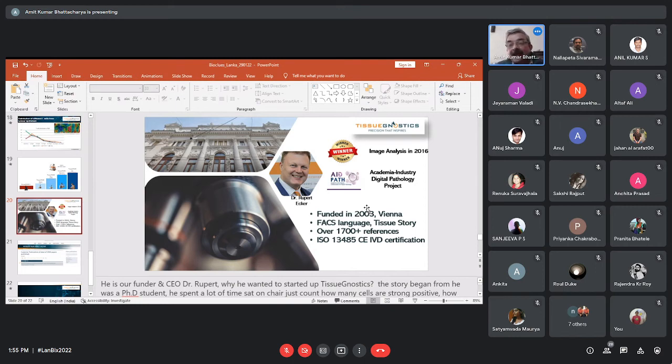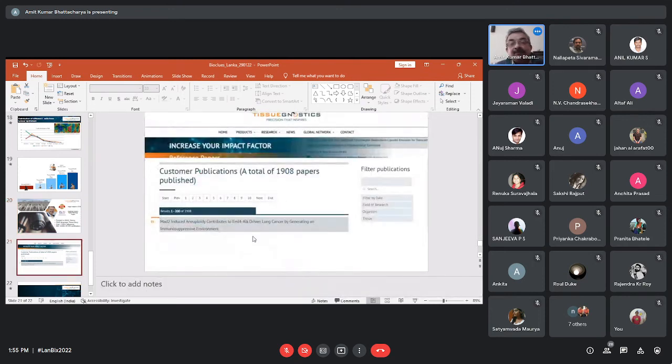And also, there is a website in which all the publications that have used products from the company are listed. Currently, around 2,000 publications have come up which have used this data. The data can be filtered there online based on tissue type and research area. So, if you're interested, you can go there.